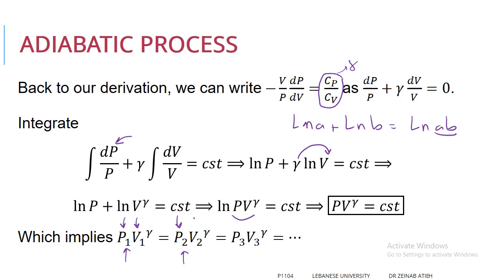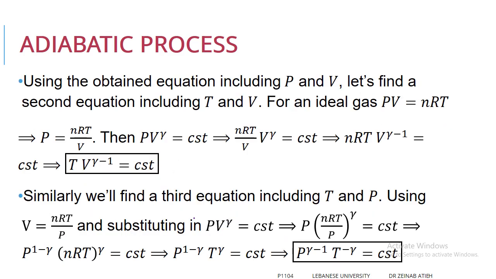Okay, so this is for a relation between P and V. Now I can do the same and find a relation between T and V and a relation between P and T. I will start first with a relation between T and V. So I will take the result that I have arrived to, which is PV gamma equals constant. I will take this result and try to make a relation between T and V. So I will get rid of P, which is pressure.